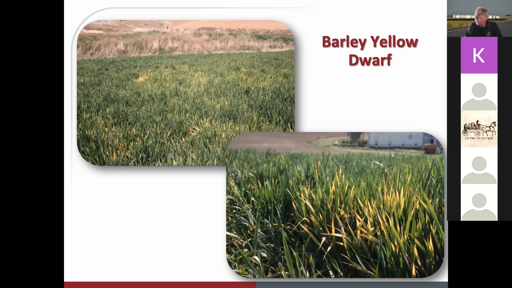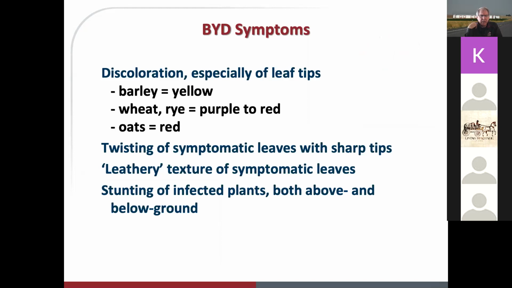If we were to look at that up close, you would see that those leaf tips are also sharp. They tend to be thick and leathery and have a sharp point to them. Some of the symptoms I just mentioned: the discoloration, especially of the leaf tips. In barley it looks more yellow; in wheat and rye it could be purple to red, and in oats it's more red. You get that twisting of the symptomatic leaves with the sharp leaf tips, and sometimes that's a real giveaway. The leathery texture of those leaves, as well as the stunting of the plants. We see it mostly above ground, but when yellow dwarf is severe, the root system is also stunted, and that's what leads to some of the problem with the disease.